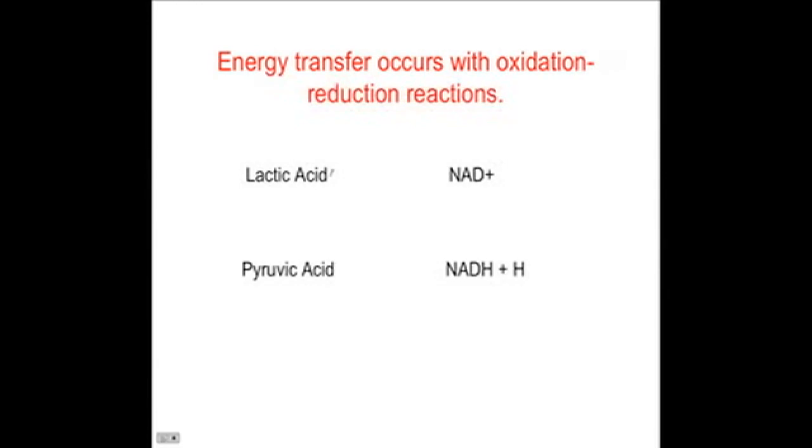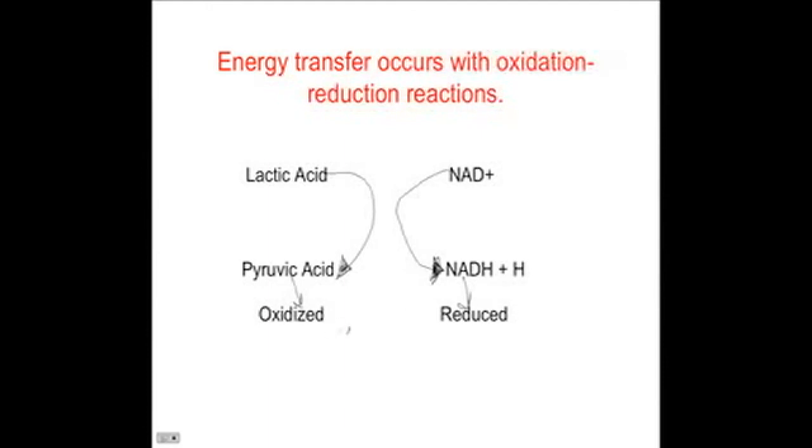And lactic acid will go to pyruvic acid, and NAD will go to NADH. And I'm drawing these arrows kind of curved because these two molecules really are interacting with one another. And when lactic acid goes to pyruvic acid, it is oxidized. So pyruvic acid is oxidized. NADH plus an extra hydrogen is reduced.